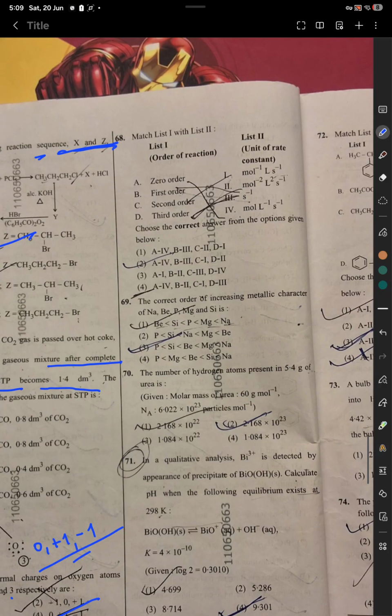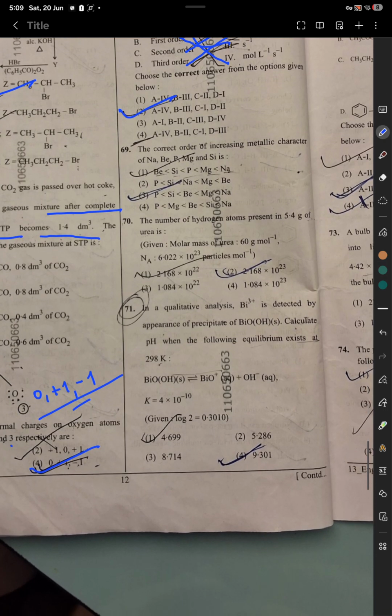Question number 68. Option number 2 is correct. The order is first order, then second order, and then third order. Question number 69. The correct order for increasing metallic character of Na, Be, P, Mg and Si. So option 3 is your correct answer.